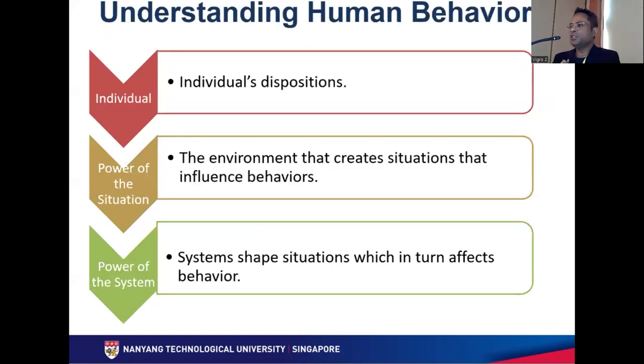Of course, naturally, the individual plays a role. Every individual is different. Whether you conform to something or not depends on you as well. But the next layer which plays an important role is the power of the situation, the environment that creates situations that influence behaviors. Different situations, same information, the same individual may react differently. And the third one, the system shapes situations, which in turn affect behavior. So the entire system you are in. If you're in, let's say, academia or a specific university, that's your entire system. How you behave there can differ if you are taken out from that and put in another university.